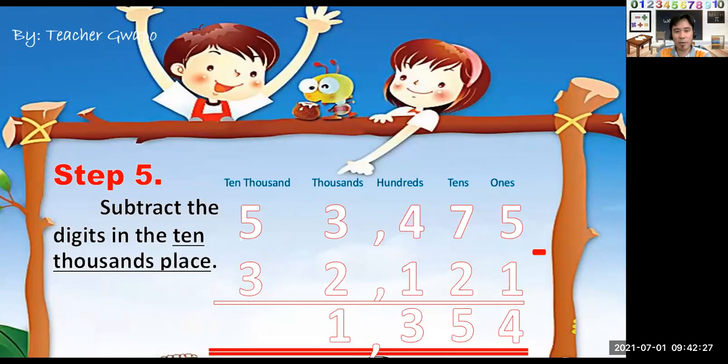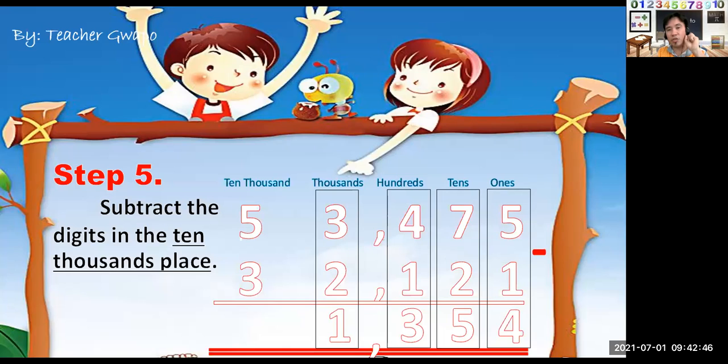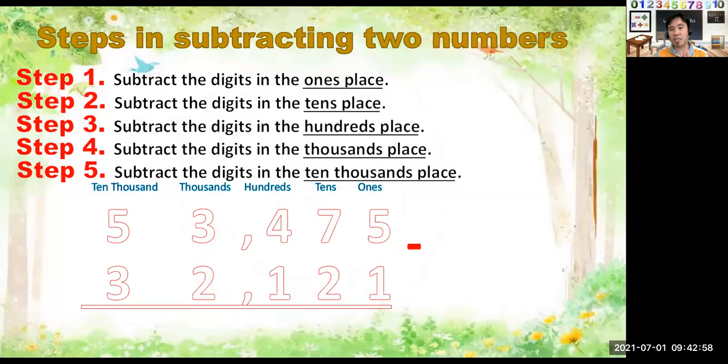Now finally, we are in step number 5. It is in the 10,000s place. So we subtract the digits in the 10,000s place. In the ones place, 5 minus 1 is 4, 7 minus 2 is 5, 4 minus 1 is 3, 3 minus 2 is 1, and in the 10,000s place, 5 minus 3 is 2. It's very easy. So 53,475 minus 32,121 is equal to 21,354. It's very easy, right? That is called subtracting without renaming.